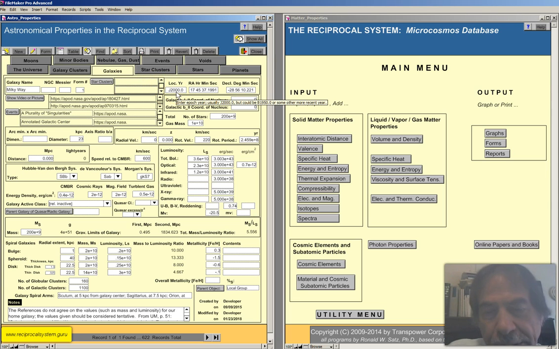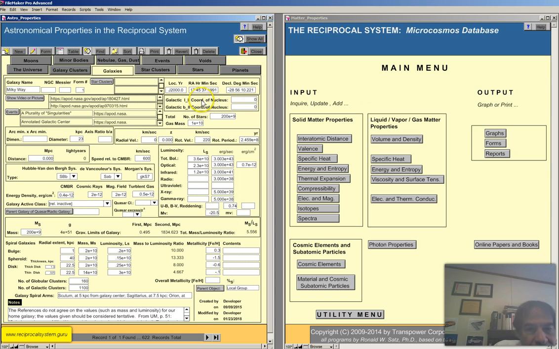The location here, generally for most objects in the database, is J2000.0. The right ascension is in hours, minutes, and seconds, and you can see the number here. Declination is in degrees, minutes, and seconds. Galactic l and b coordinates of the nucleus, I usually don't use these, but if you do, you can put them in here. The total number of stars is estimated to be 200 billion. I think that's still pretty accurate. The gas mass is 1 times 10 to the 10th, in terms of stars, I guess.